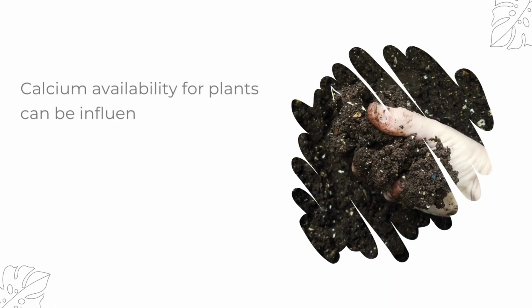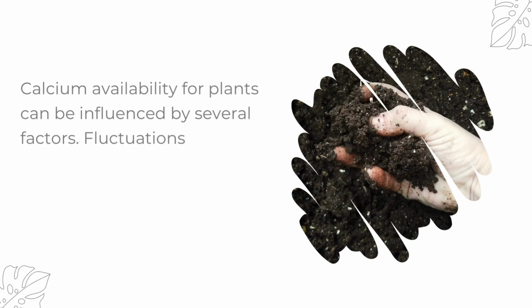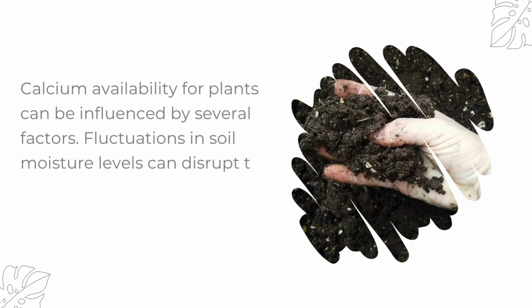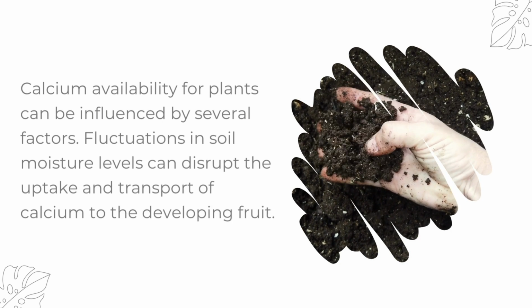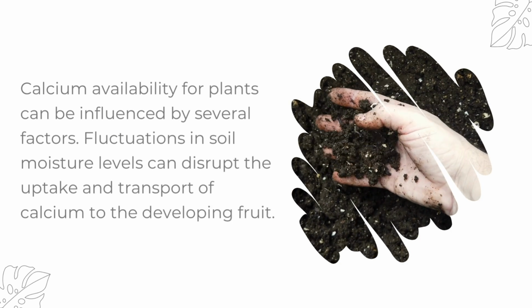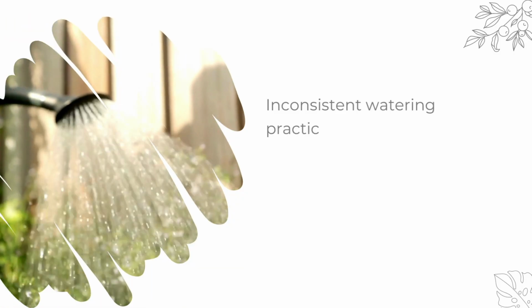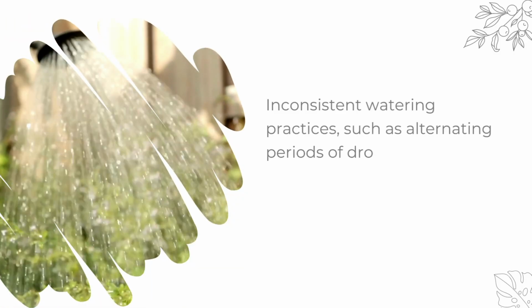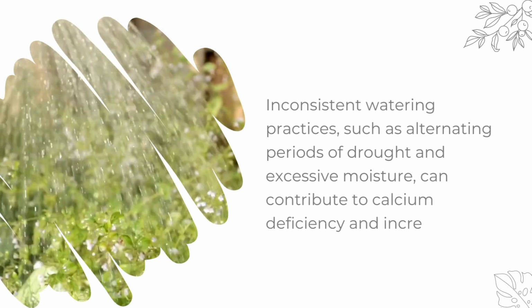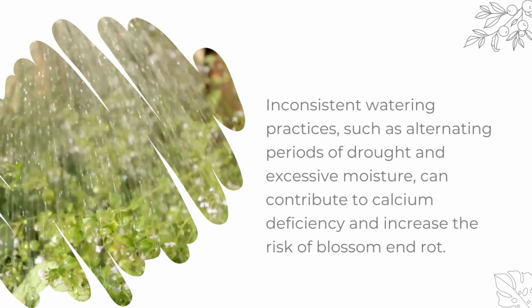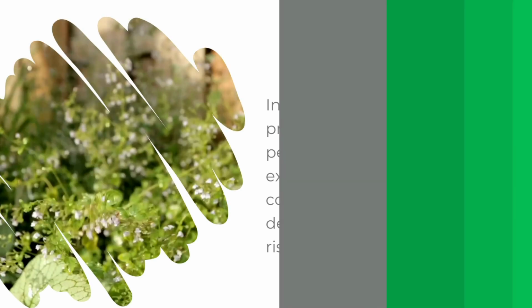Calcium availability for plants can be influenced by several factors. Fluctuations in soil moisture levels can disrupt the uptake and transport of calcium to the developing fruit. Inconsistent watering practices, such as alternating periods of drought and excessive moisture, can contribute to calcium deficiency and increase the risk of blossom end rot.